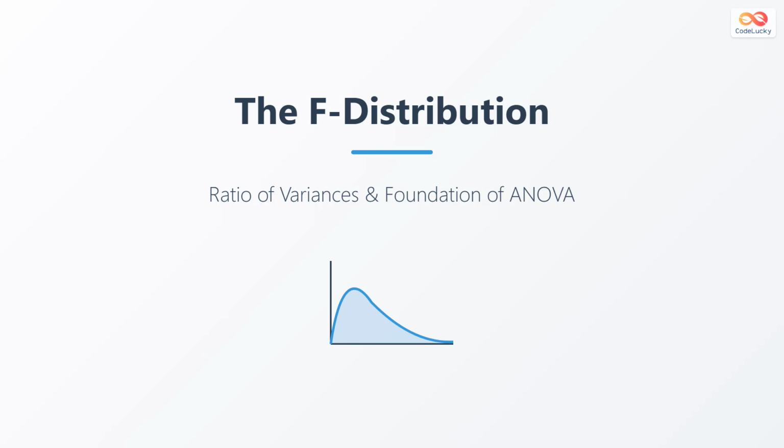Welcome. Today we are going to explore the F-distribution. This is a fundamental concept in statistics that serves as the backbone for comparing variances and conducting analysis of variance, or ANOVA tests. It helps us understand the relationship between two different sources of variability.